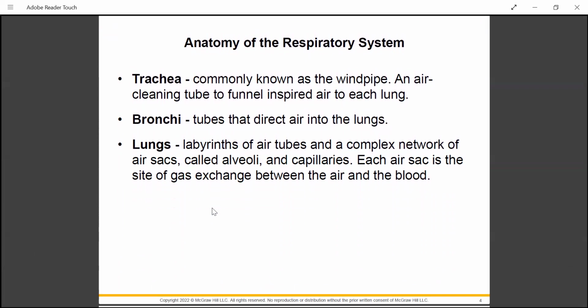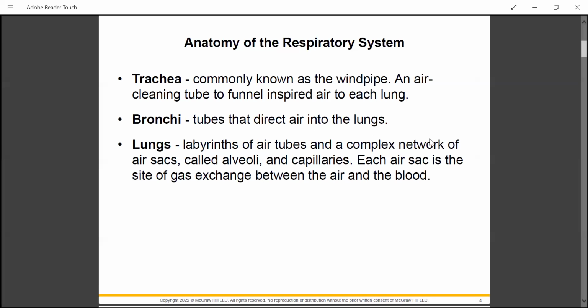Like I said, the common name for the trachea is the windpipe, and that is how we get air to our lungs. The bronchi are the tubes that actually branch into each lung. We have a right and a left primary bronchus. We have a split, and that middle part of the split we call the carina. So the carina is where our bronchi split, right for the right lung, left for the left lung.